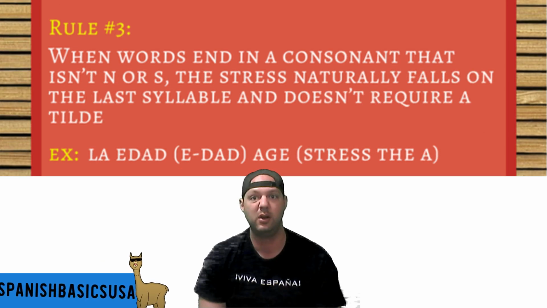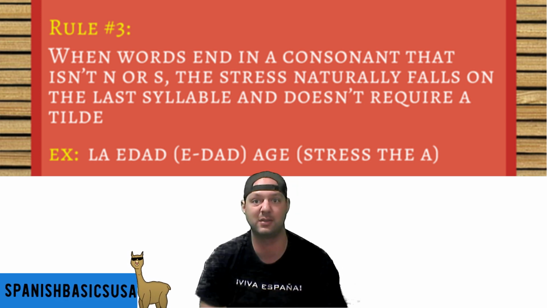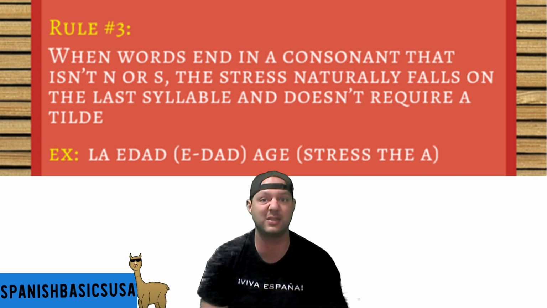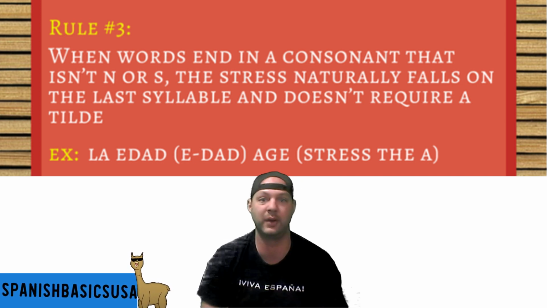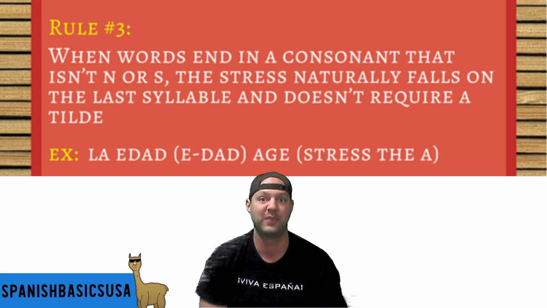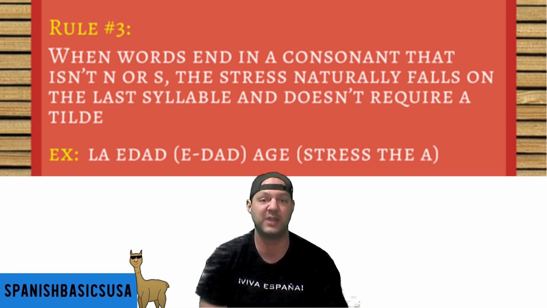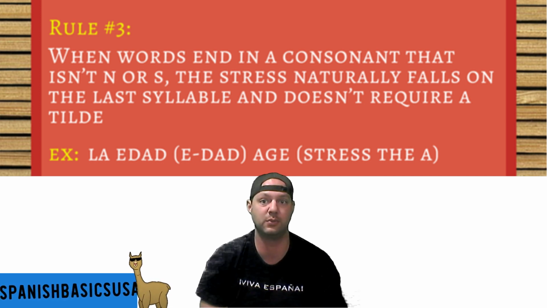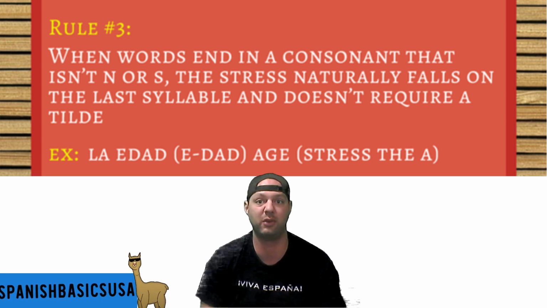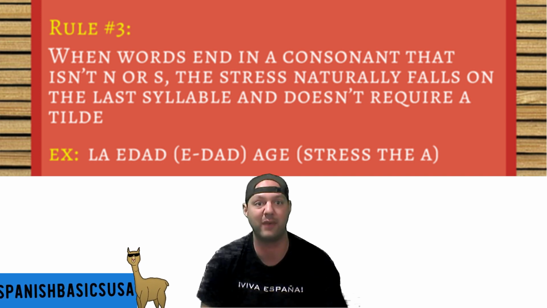Rule number three: when words end in a consonant that isn't N or S, the stress naturally falls on the last syllable, and it doesn't require a tilde or an accent mark. So for example, la edad, edad. That means age, and since it ends in a consonant, the letter D, the syllable that's going to be stressed is the last A there. So edad. I have to put that stress on that very last syllable, edad. And because that's where it naturally falls, and it follows the rule, we don't have to have an accent mark.